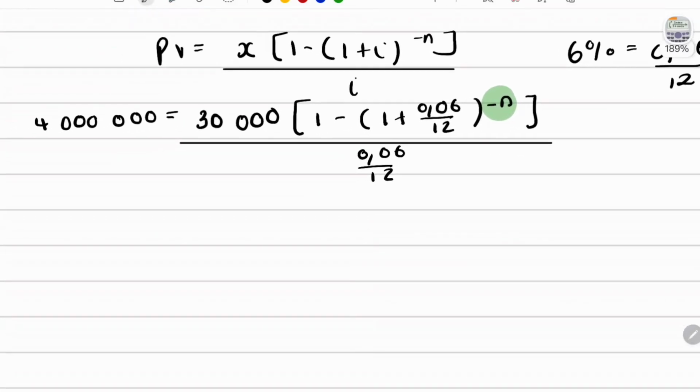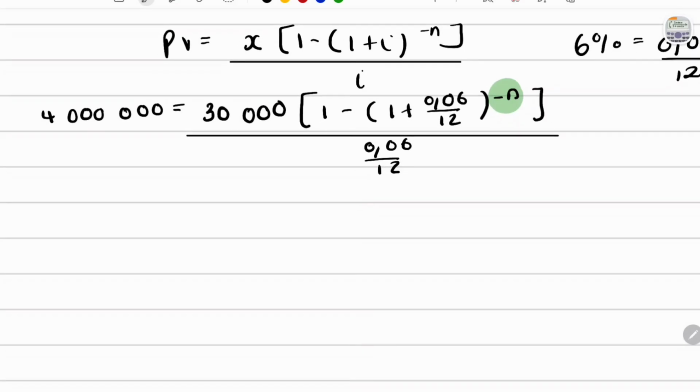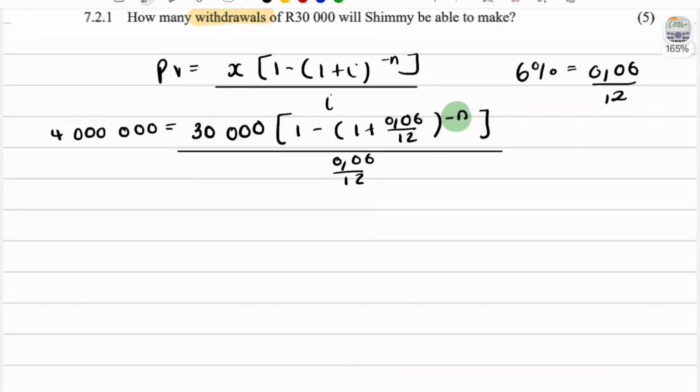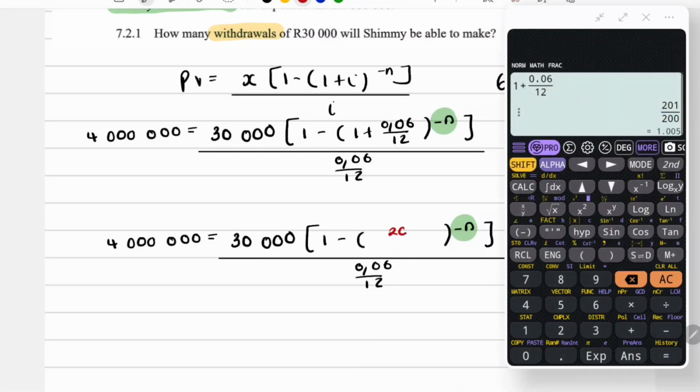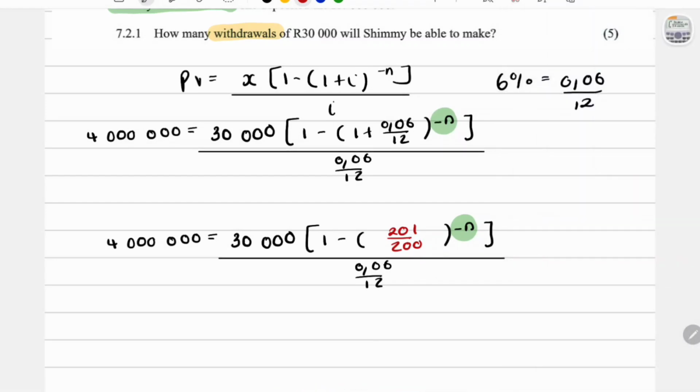Okay, let's go ahead and work on simplifying things so that it's not too complicated. First of all, I don't like leaving these like that. So what I'll do is I'll put 1 plus 0.06 over 12 on the calculator so that I can find out what that is as a fraction. It's just easier to work with as a fraction. So that amount is actually 201 over 200. So that's actually easier to work with like that.